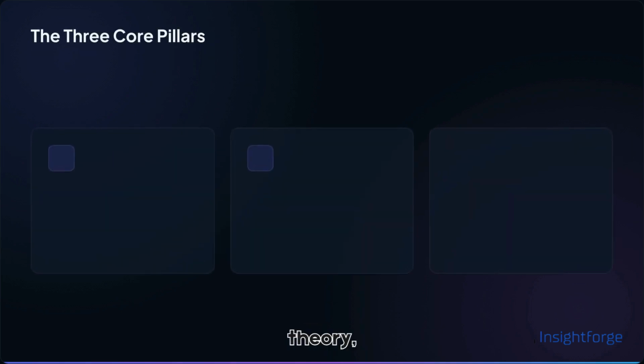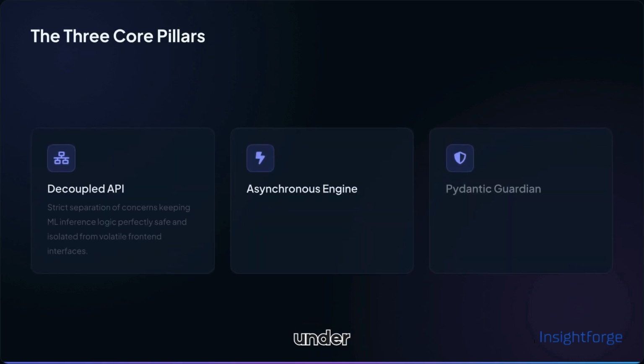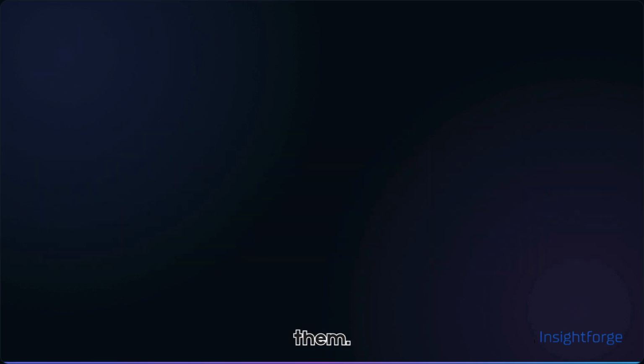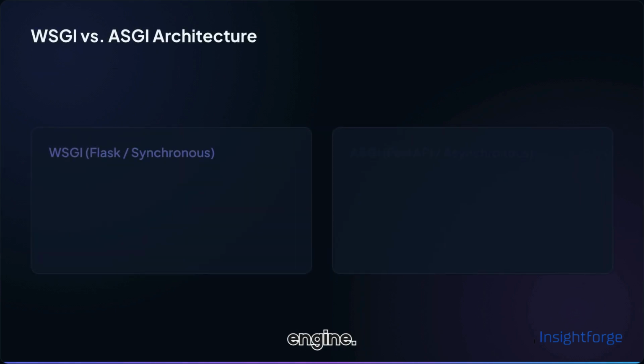That sounds great in theory, but how does it actually work under the hood? It all comes down to three core pillars that make this architecture the absolute gold standard for machine learning. Let's break down exactly what these are and how you can implement them. Pillar number one is the asynchronous engine.